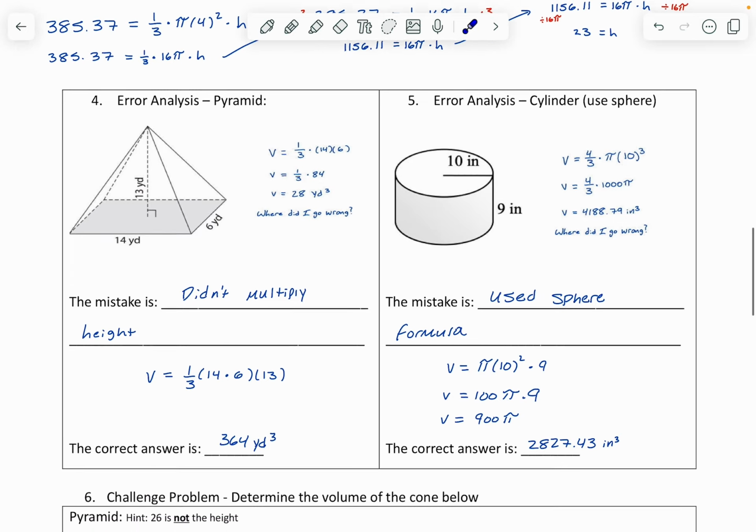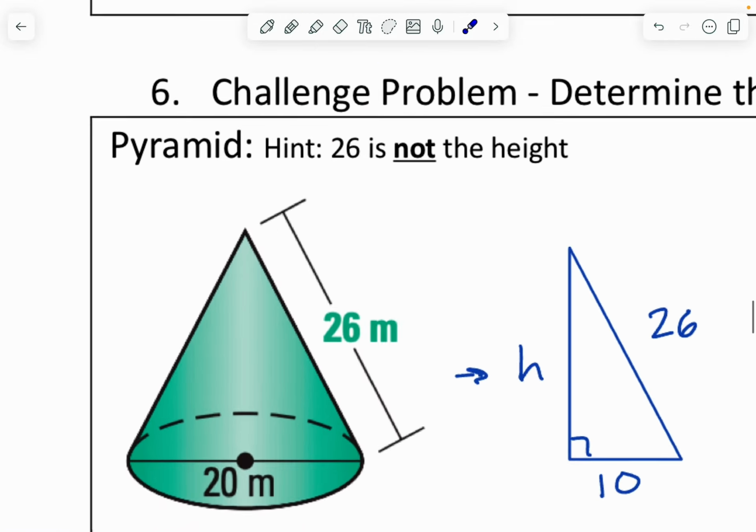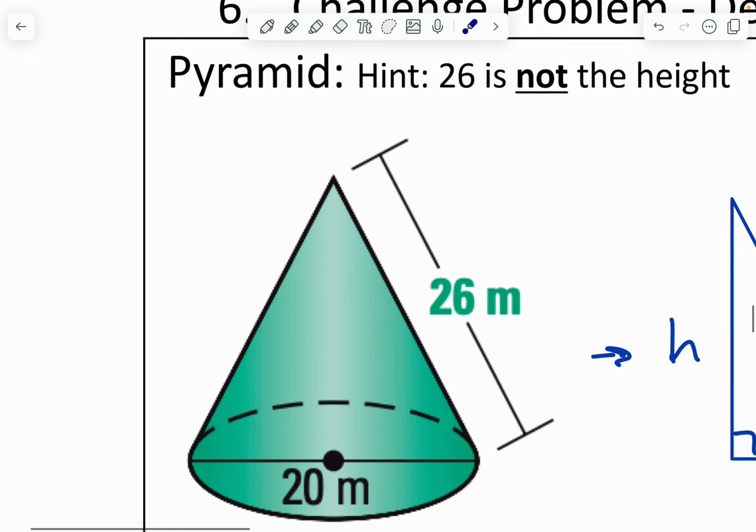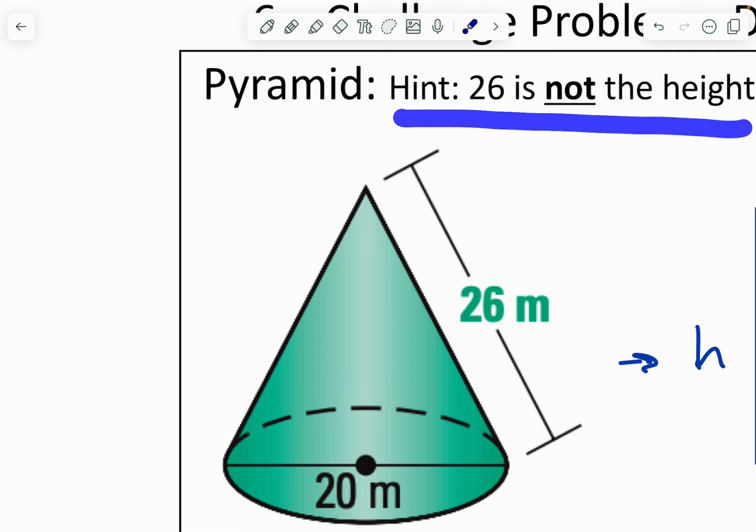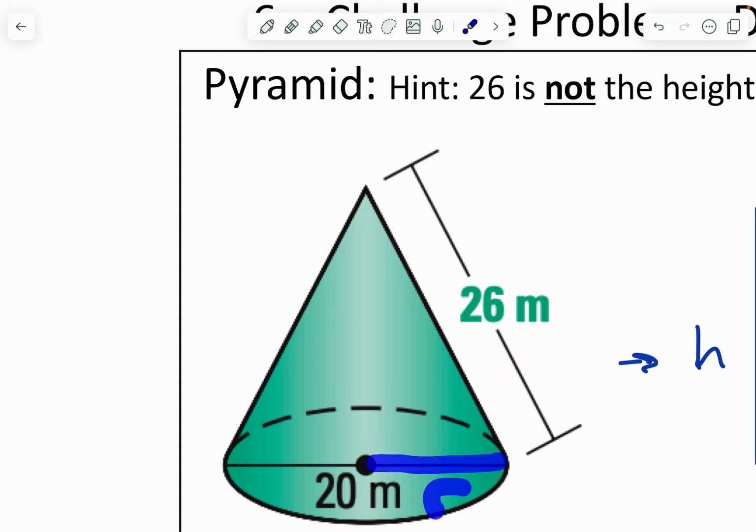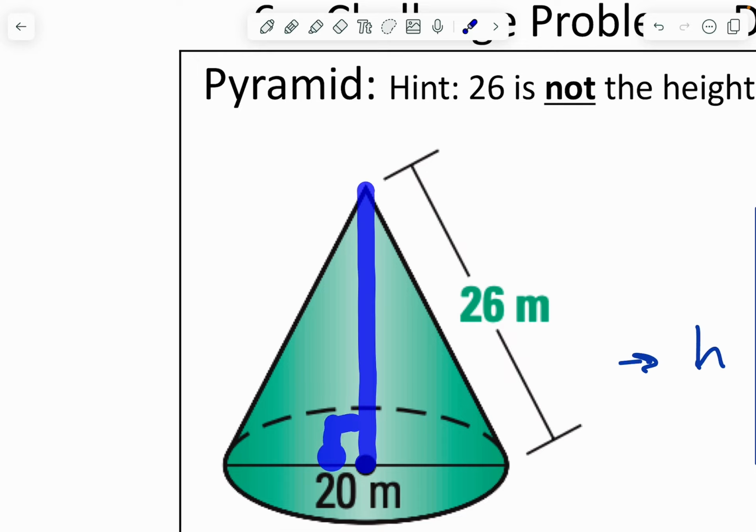And then the challenge problem. Determine the volume of the cone below. The hint is that 26 is not the height. If I wanted to find the height of this cone, which is what I need to find, I can find the radius. It'll be half of 20, so the radius will be 10. But the issue is that I do not have the height from the base to the top of that cone, but it's got to be perpendicular to that base. Height is always perpendicular to the base.